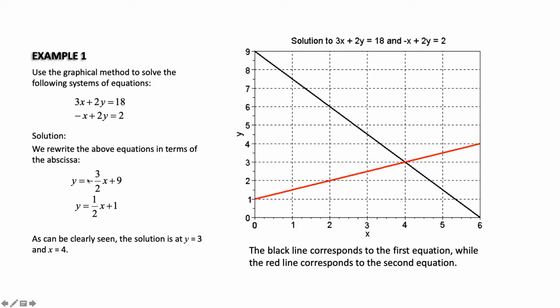The first equation has a graph corresponding to this black line, while the second equation has a graph corresponding to this red line. The intersection between these two lines is at point (4, 3). X equals 4, y equals 3. This intersection is the solution to this system of equations.